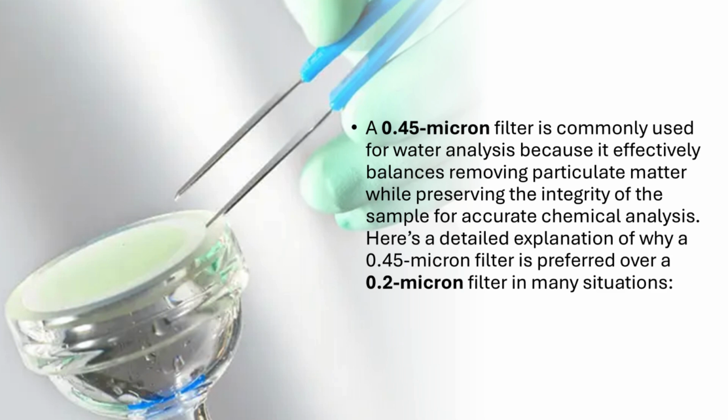When we talk about filtration in water analysis, we're essentially trying to remove particles from the water that could interfere with our results. A 0.45 micron filter is commonly used for water analysis because it effectively balances removing particulate matter while preserving the integrity of the sample for accurate chemical analysis. Here's a detailed explanation of why a 0.45 micron filter is preferred over a 0.2 micron filter in many situations.